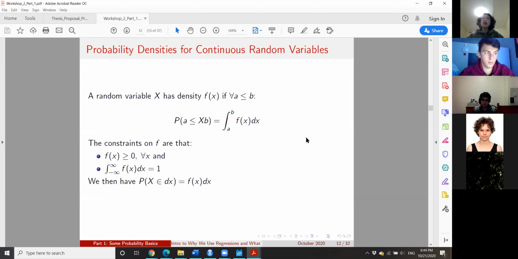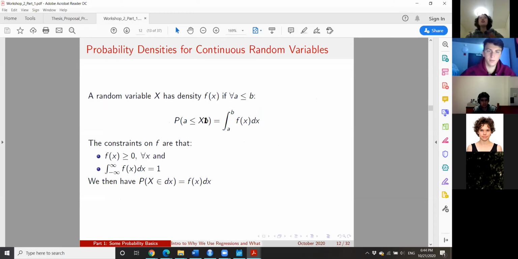this conception of a probability density. So in this case, for continuous, there should be a less than or equals there. Random variable x has a probability density function f if this is true, where you can take the integral of f to get the probabilities. The constraints are that f has to be positive, and that the integral of f has to equal 1.